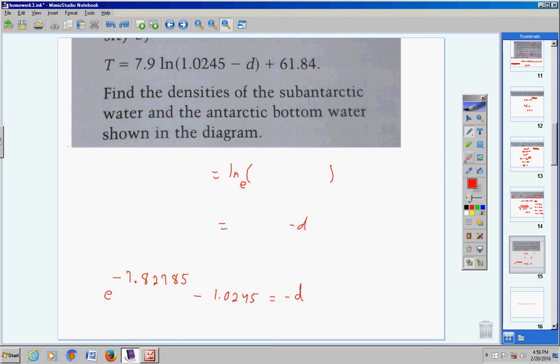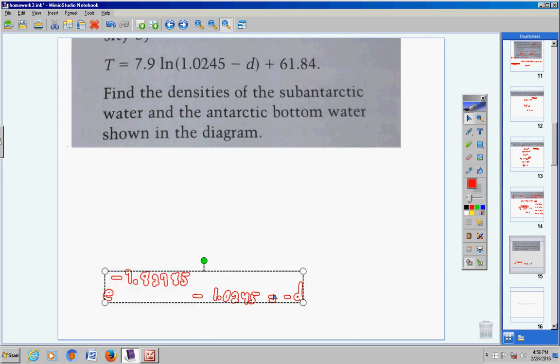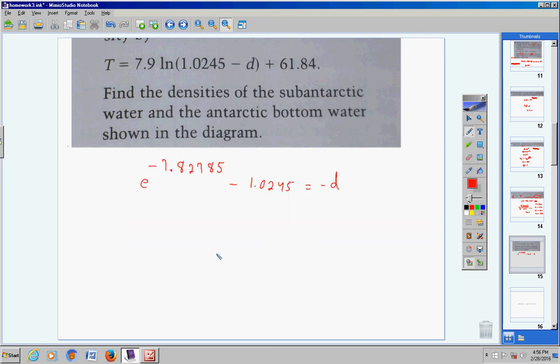I'm going to clear off some space up here. I'm getting negative 1.0241 equals negative d. Well, if both sides are negative, just make both sides positive, and we're fine. D equals 1.0241, which is the correct answer. So you would write your answer 1.0241 grams per cubic centimeter.